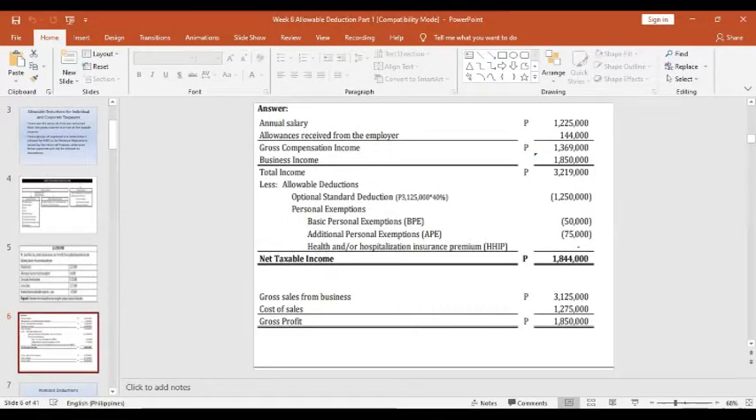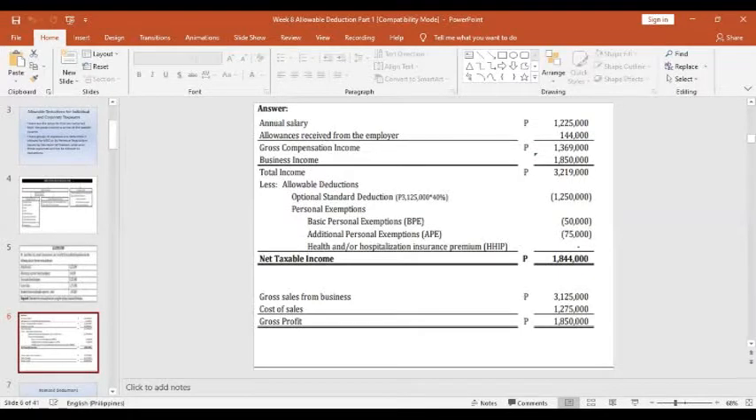So the gross compensation income is 1,369,000. And of course, the next one is to itemize the business income. So based on the data, how do we itemize the business income? Of course, the gross sale from the business, which is the 3,125,000, less the cost of sales of 1,275,000. So the gross profit is 1,850,000.